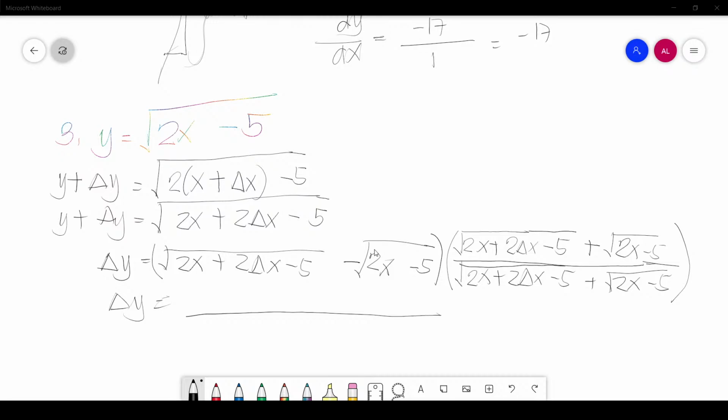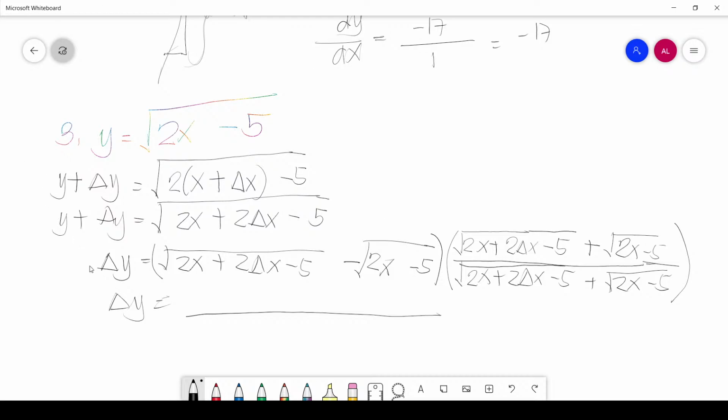Okay. So, magiging 2x plus 2 delta x minus 5 minus, quantity na lang, 2x minus 5.